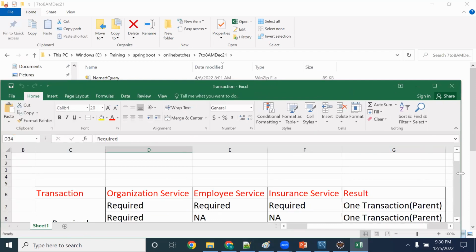Now a transaction object is required. In organization service I wrote required. In employee service I also wrote required. In insurance service I also wrote required. Even though I write it in three places, there is only one transaction object, correct? The first row is correct, right? Yes, sir. Second row.